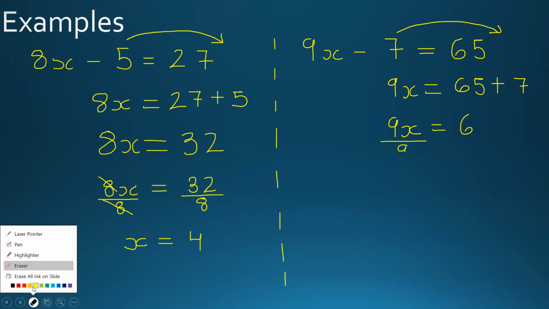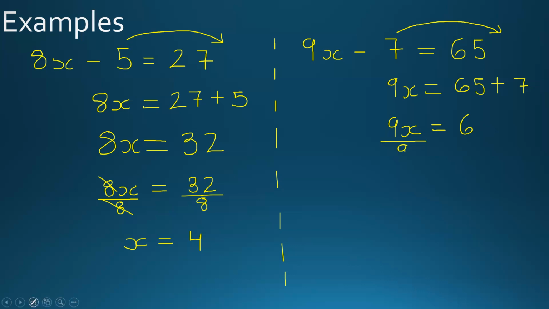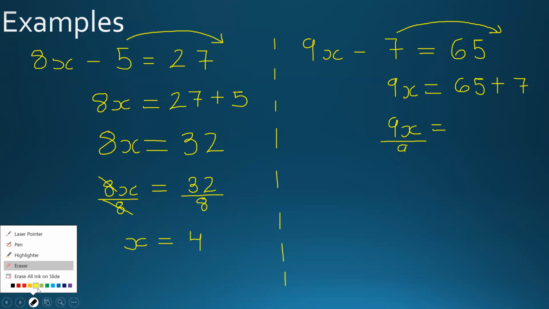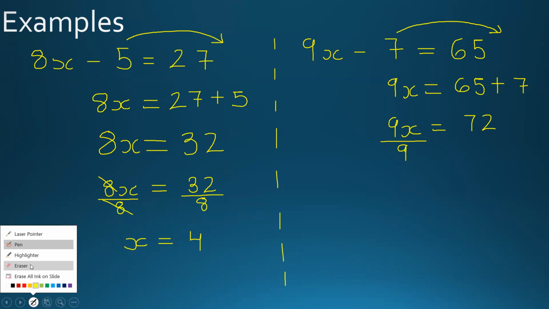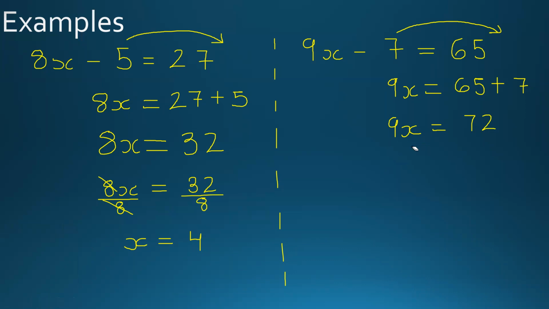So if we do 65 plus 7, what did that give us? 72. Yeah, 72. So we have 9x equals 72. Now we're going to divide both sides by 9. That's going to be what? 8. Divide both sides by 9, so that's 72 divided by 9, right?